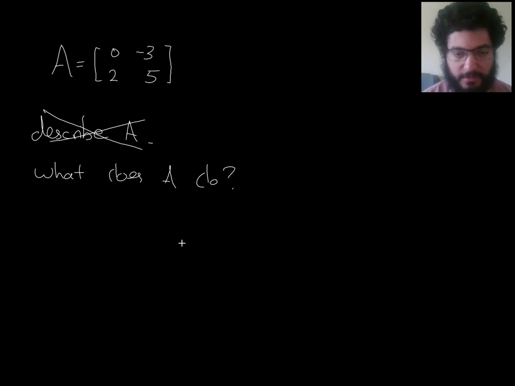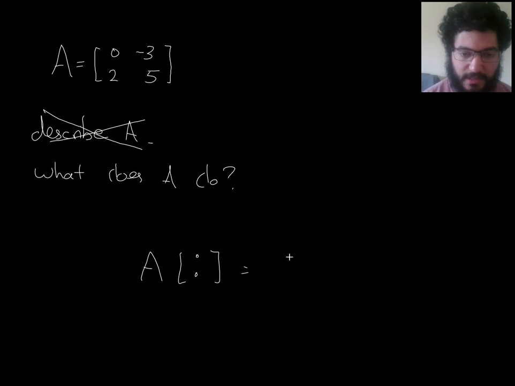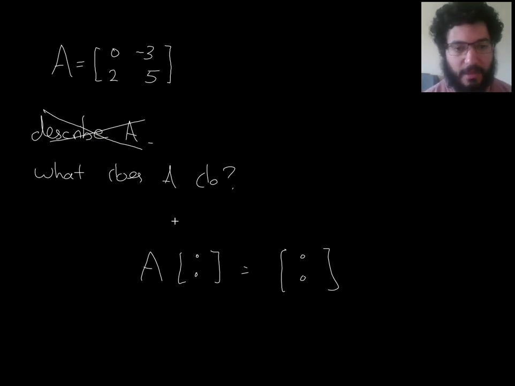So when I have a 2 by 2 matrix, I can apply it to vectors with 2 entries, and it'll give me out vectors with 2 entries. And how are the inputs related to the outputs? Or how are the outputs related to the inputs? So that's really what I mean by describe A. I don't really just want you to tell me what the numbers are. So can you describe what A does?